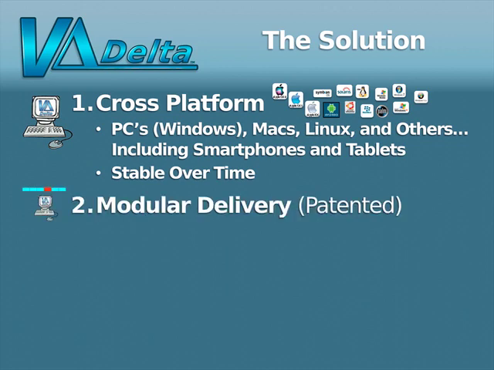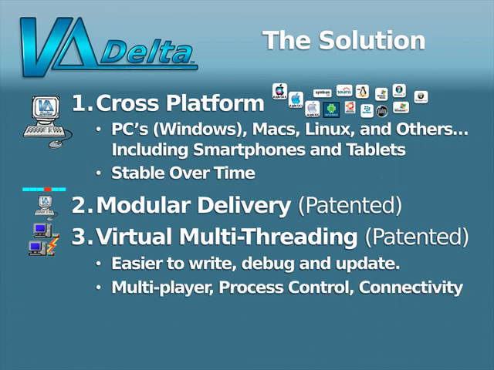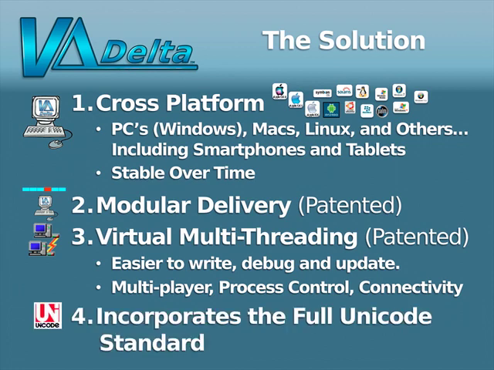VDelta incorporates modular delivery, eliminating the need for installation utilities and distracting updates. VDelta's virtual multi-threading makes applications easier to write, debug, and update, and facilitates multiplayer applications and remote process control. In short, connectivity. VDelta completely supports Unicode, the standard for displaying all the world's languages, eliminates problems with foreign language support in email, texting, and documents.